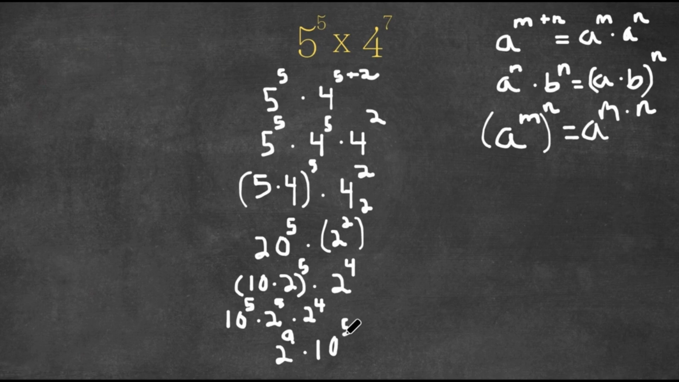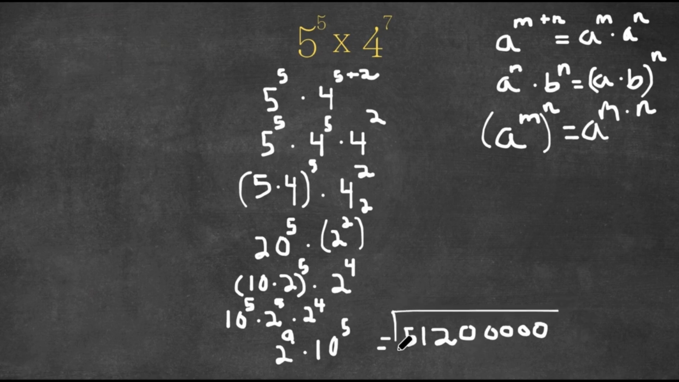Now, 2 to the power of 9 is equal to 512. And 10 to the power of 5 is simply, when we're multiplying something with 10 to a specific power, we're simply adding that exponent amount of zeros to that number. So we're going to add 5 zeros to 512. So we have 1, 2, 3, 4, 5. So this here is our answer to this problem.